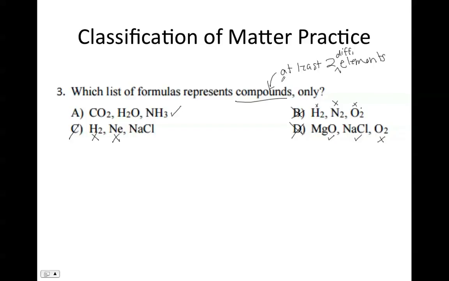So as you can see, compounds have to have at least 2 different elements. So you're looking for at least 2 capital letters. And that leaves us with A. Oops, so let's circle that and place it.